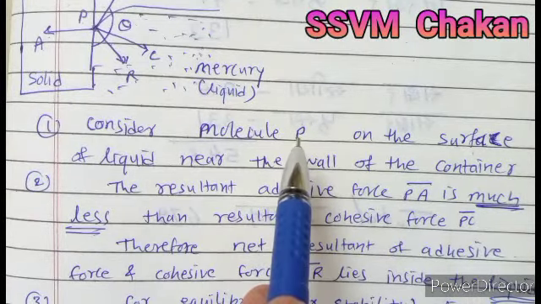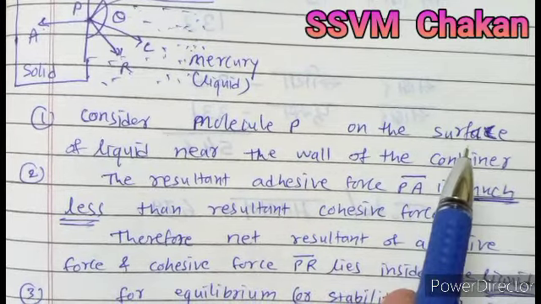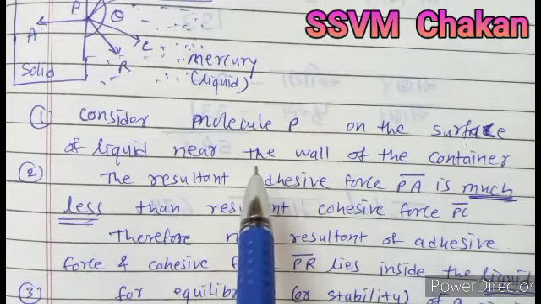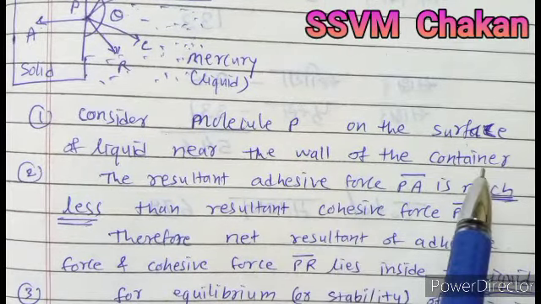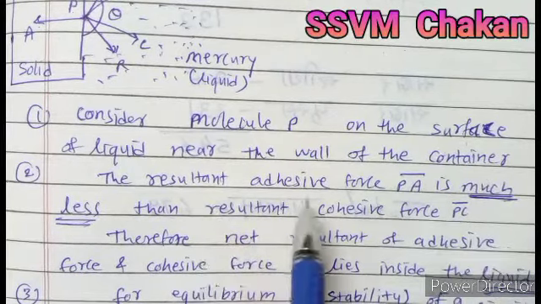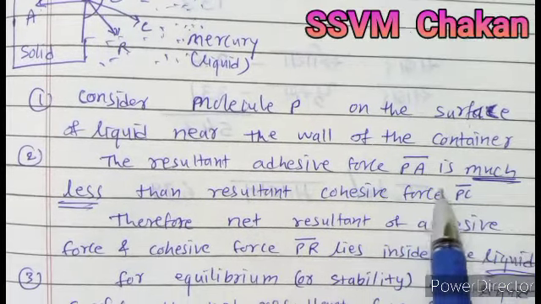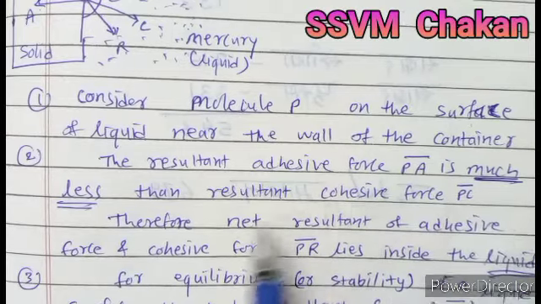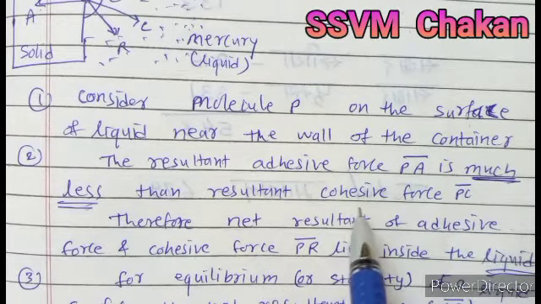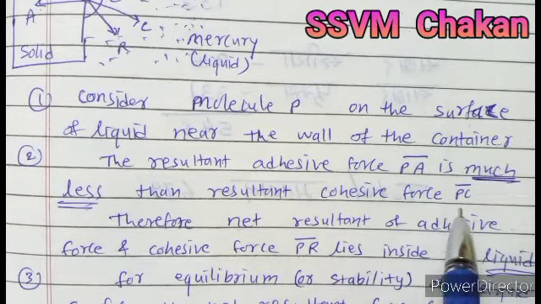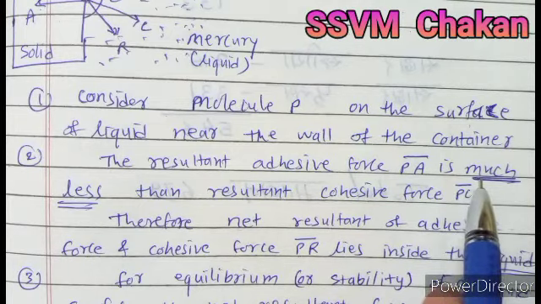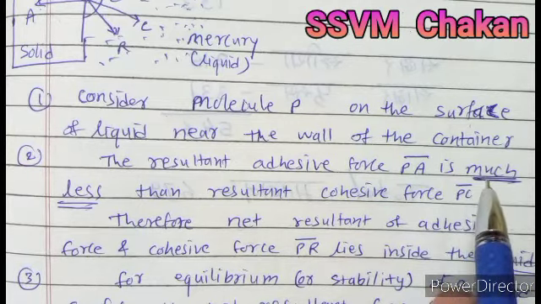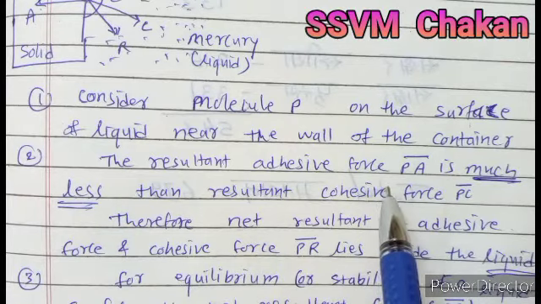Consider the molecule P on the surface of the liquid near the wall of a container. The resultant adhesive force PA bar is much less than the resultant cohesive force PC bar. The words "much less" are now underlined; they are the reverse of the words used in the concave meniscus.